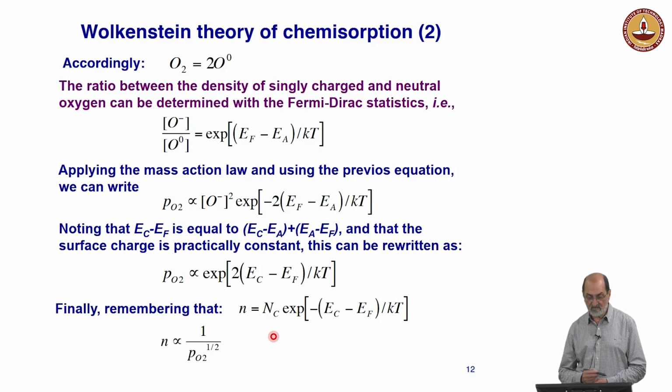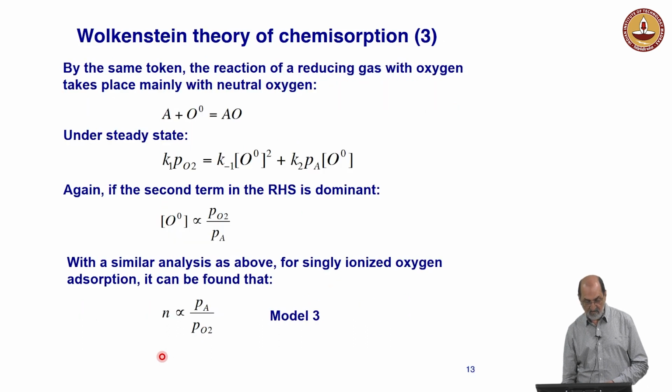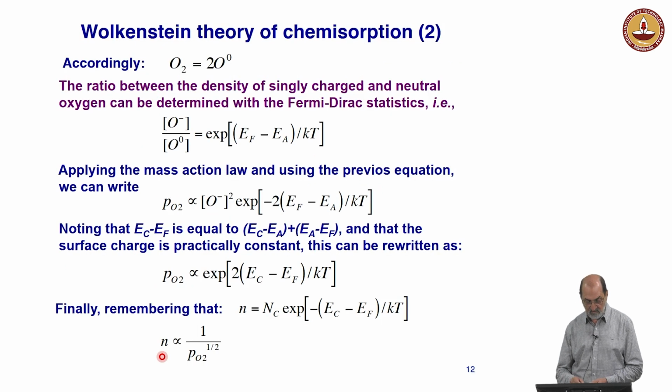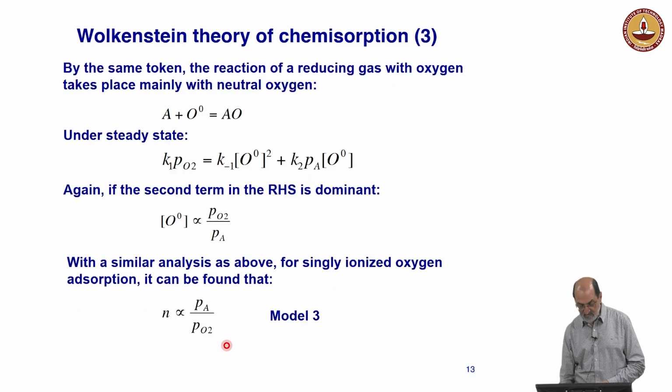If oxygen is singly charged when it's at the surface, ionizes as a single ionized oxygen, the density of electrons in the conduction band is proportional to 1 over the pressure of oxygen to the 1/2. If we do it with double charge ions, we are going to get 1/4 here. So far it's the same.